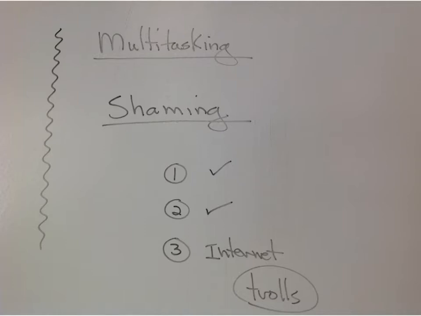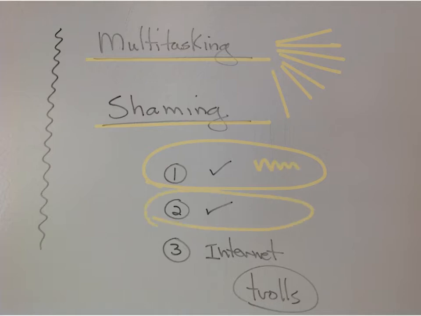We talked about multitasking, and the students typed up some of their ideas in a Google Doc. We talked about shaming. First issue was she probably shouldn't have taken the picture and made fun of it. Second issue, it's almost impossible to get rid of that once it's on the internet. And then the third thing I talked about was how cruel the internet can be to somebody once they make a mistake like that.